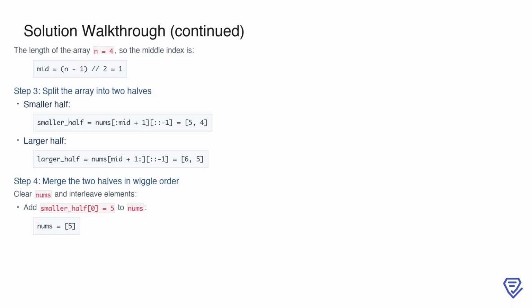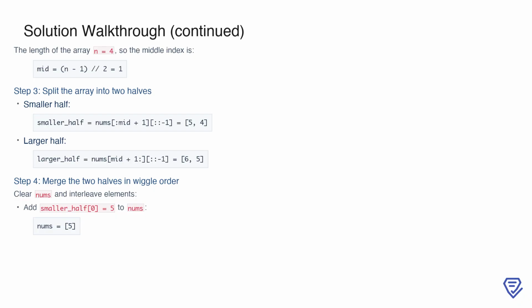With the middle index determined, we split the sorted array into two halves. The smaller half includes the first two elements, reversed, which gives us 5, 4. The larger half contains the last two elements, also reversed, resulting in 6, 5. Now, we merge these halves together in wiggle order.